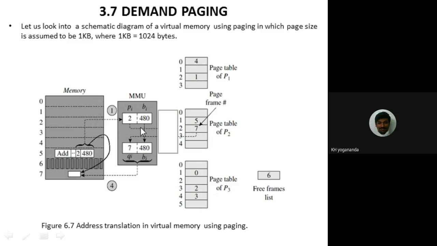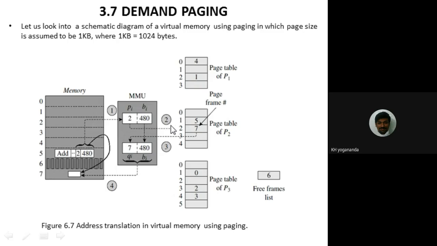Then coming to this translation, if you see pi is 2 and di is 480, and this picture is showing that the 2 will be replaced with the 7. Okay, so the qi will become 7 and the offset will remain the same as it is. How, we shall see in the upcoming slides. Please see the dotted lines and the arrow mark also. Okay, we shall move.